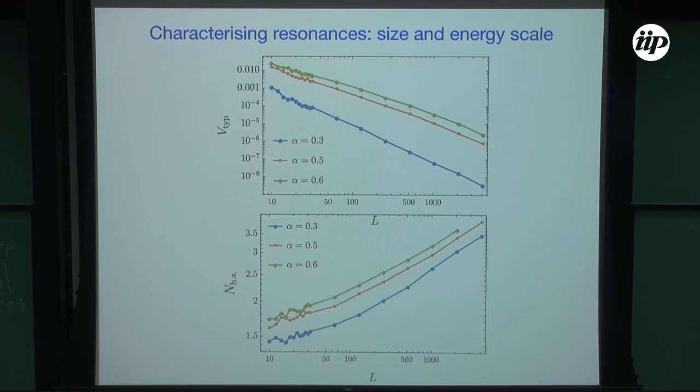Apart from just the number of resonances, you can characterize them by the typical matrix element and the typical size. What we observe is that with the growing length of the system, the typical energy scale of the resonance grows, and the typical size of the resonance grows, which means that larger and larger resonances involving more and more spins come into play as you consider systems of larger and larger size.